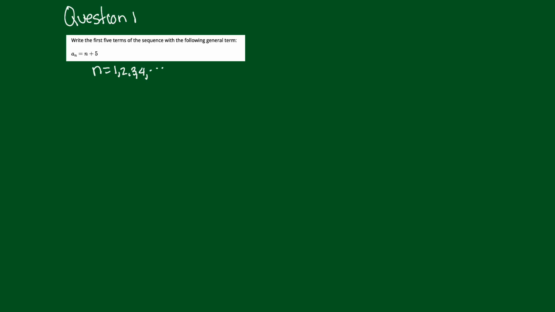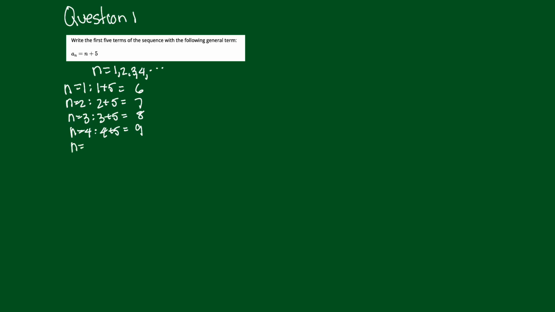All right, so let n equal 1. I'll write it here. N equals 1. Here's what you're going to get. 1 plus 5, so you get 6. And then when n is 2, you get 2 plus 5, 7. When n is 3, you get 3 plus 5, 8. When n is 4, you get 4 plus 5, so you get 9.